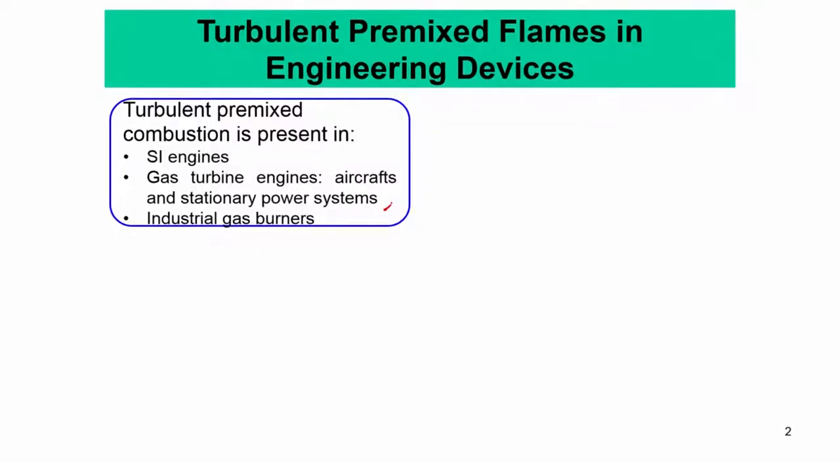So, as you've seen, the aircraft industry is moving towards premixed flames, and the reason is simply that you can have much less pollutant formation in these kinds of combustors. That is why the gas turbine industry is shifting more towards lean premixed flames. Of course, you have to have the additional process of premixing. So we are moving towards that, and that is why it is important to understand how turbulent premixed flames behave.